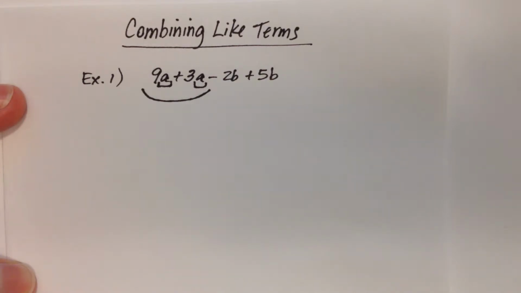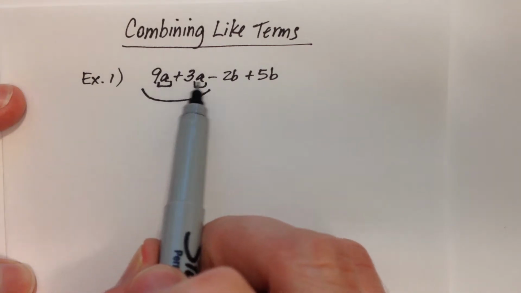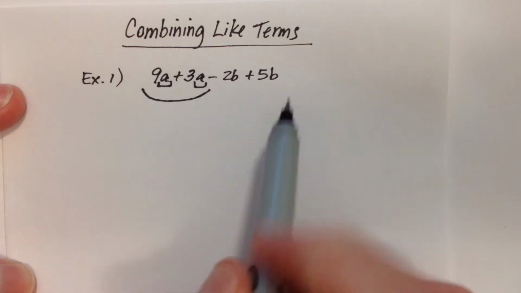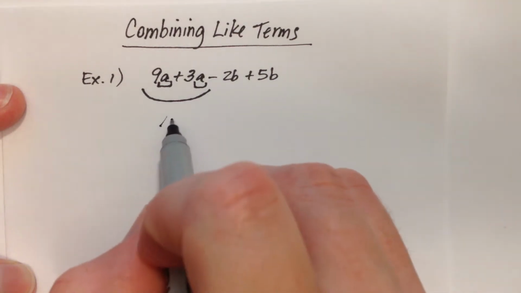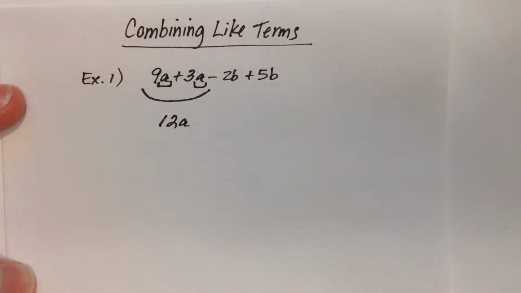And how is it that we combine them? Well, we combine them by adding or subtracting simply their coefficients. So in this case, we're saying 9a plus 3a, which means it's 9 plus 3, and the a kind of just comes along for the ride. So 9 plus 3 is 12, and the a comes along for the ride.